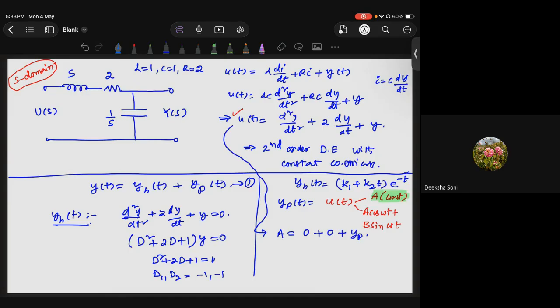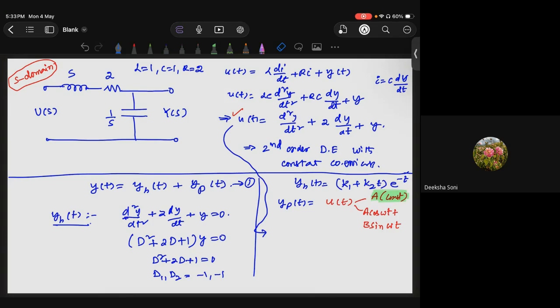Am I correct? Sir, in this question, u equal to 0 is given. The initial condition, assuming input u is equal to 0, p0 is equal to 1.